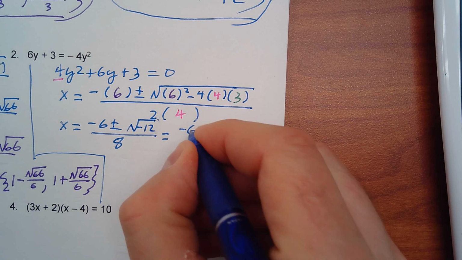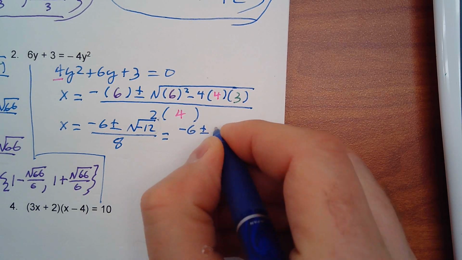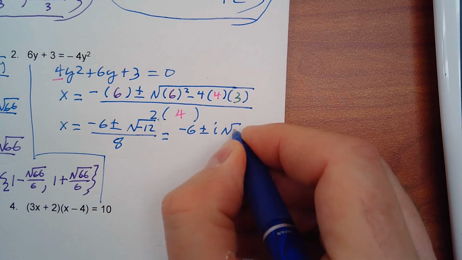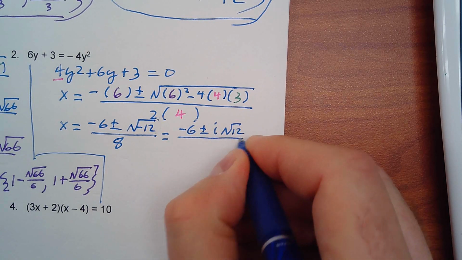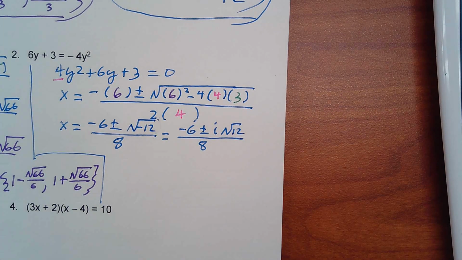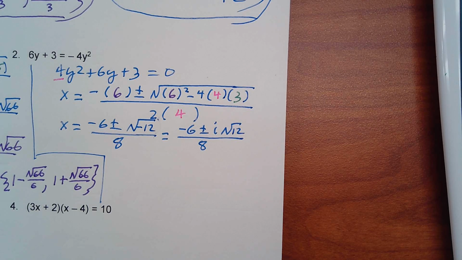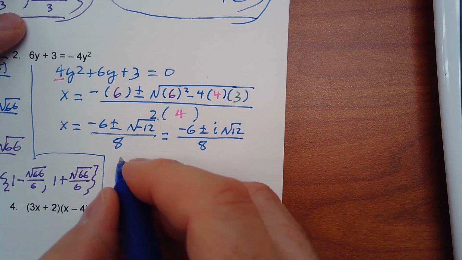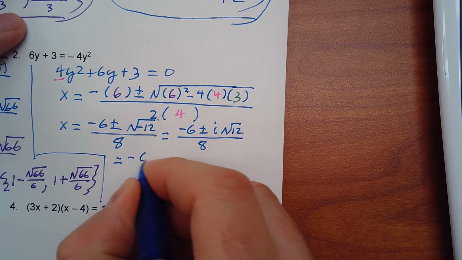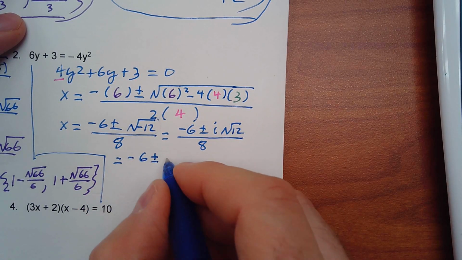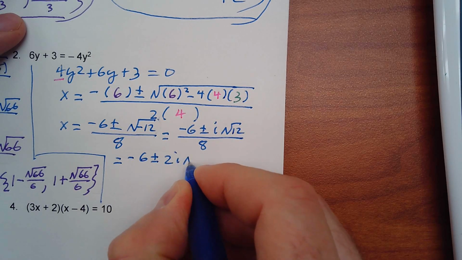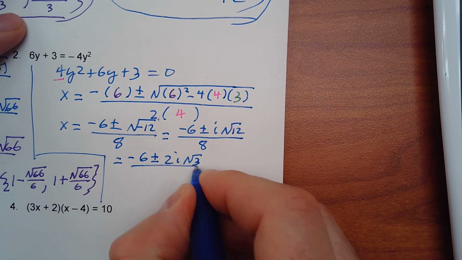That's negative 6 plus or minus i square root of 12 over 8. And I need to break down the square root of 12, so you do it on your calculator or do it by hand. If we do it by hand, 12 is 4 times 3. I can take the square root of 4. So that's going to be equal to negative 6 plus or minus 2i square root of 3 over 8.